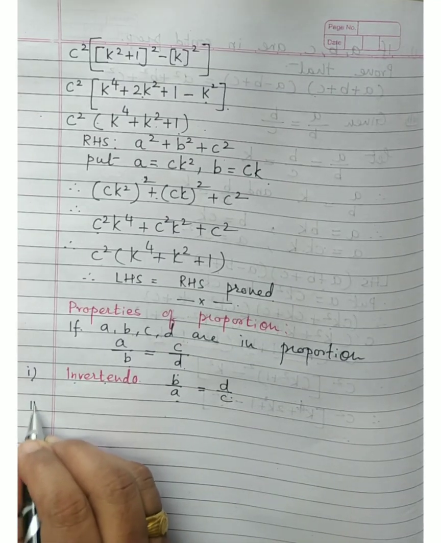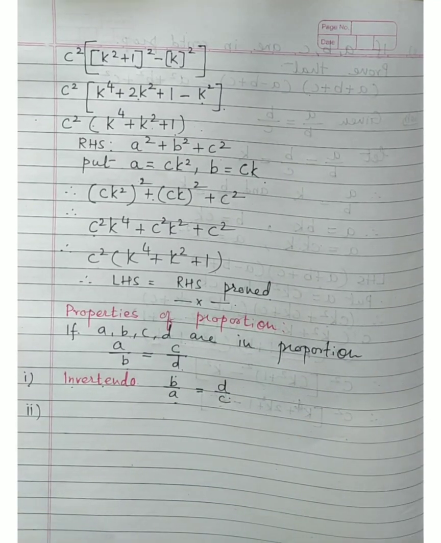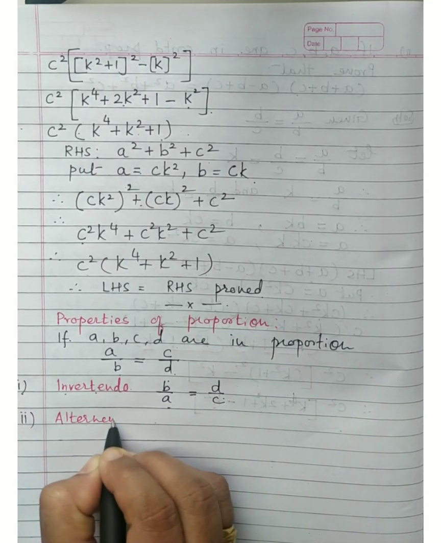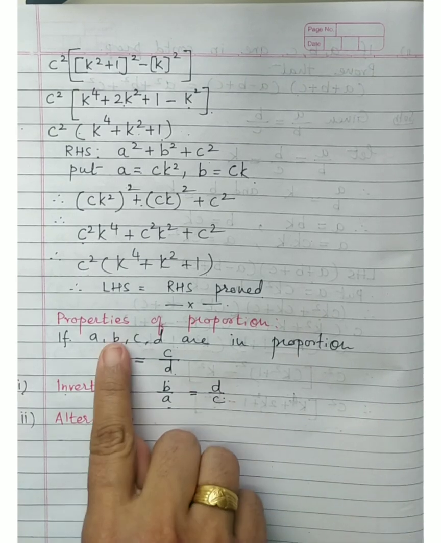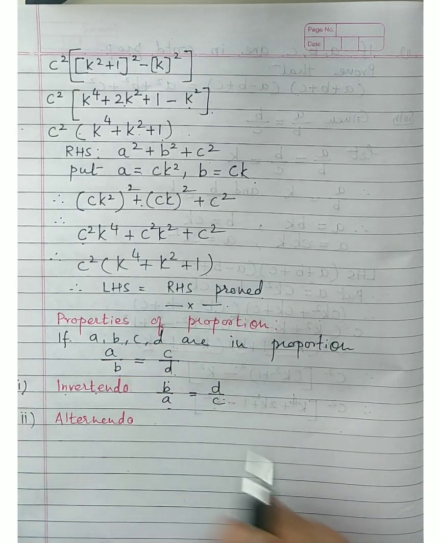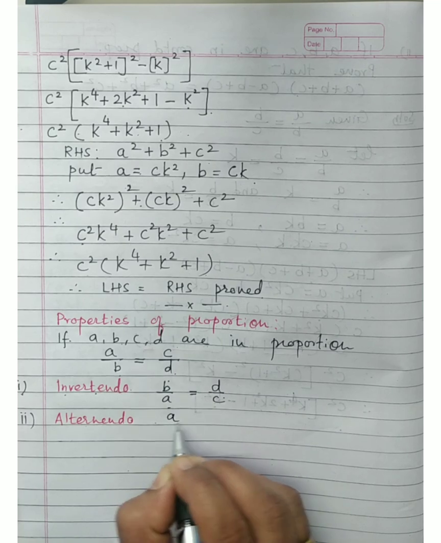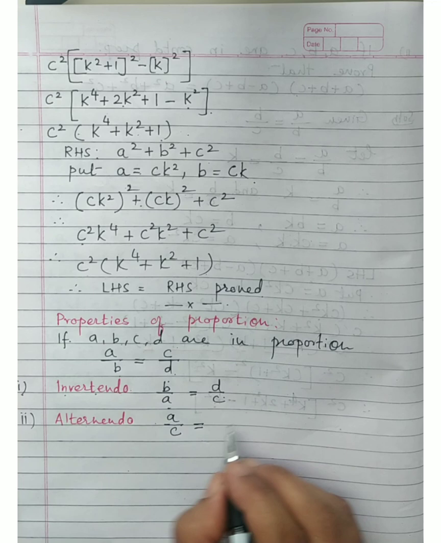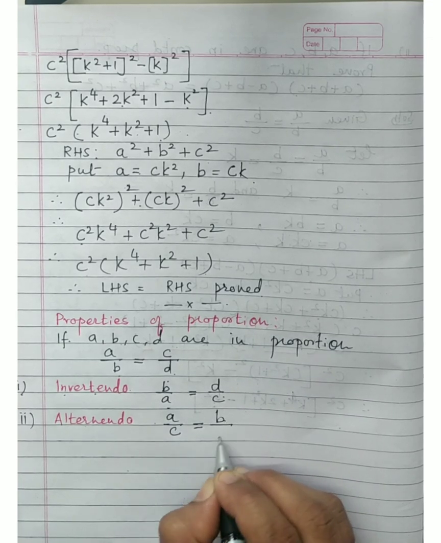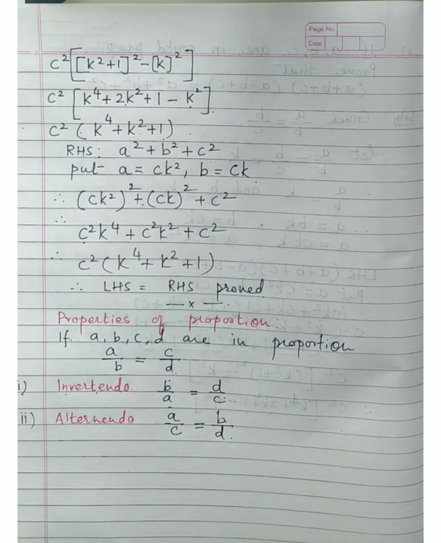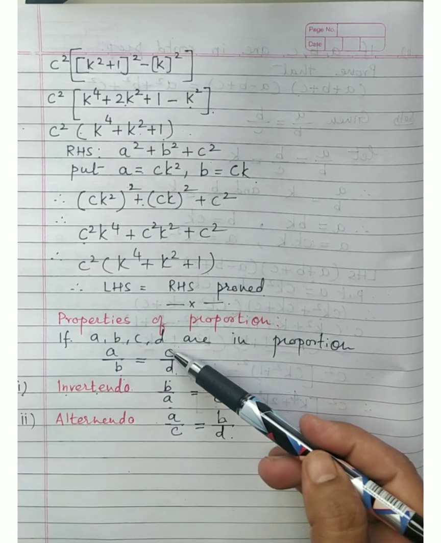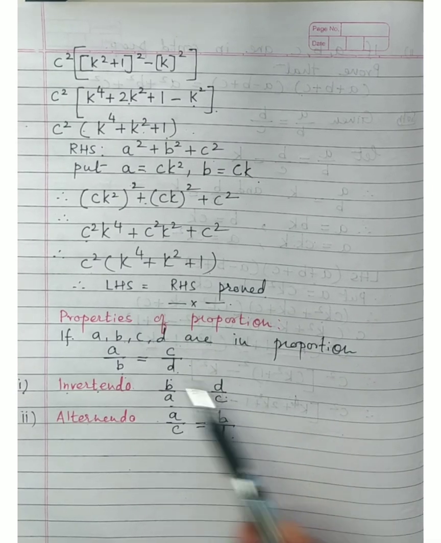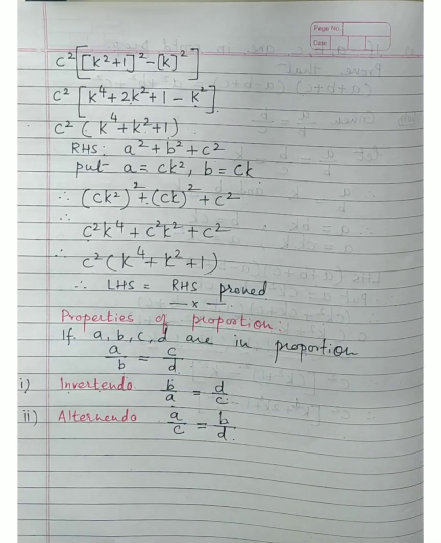Second property is alternando. What is that alternando property? Again, if a upon b is equal to c upon d, then this property tells you that a upon c, where b and c are exchanged, will be equal to b upon d. Did you get it? If a upon b is equal to c upon d, then a upon c will also be equal to b upon d. These two terms are getting exchanged here.